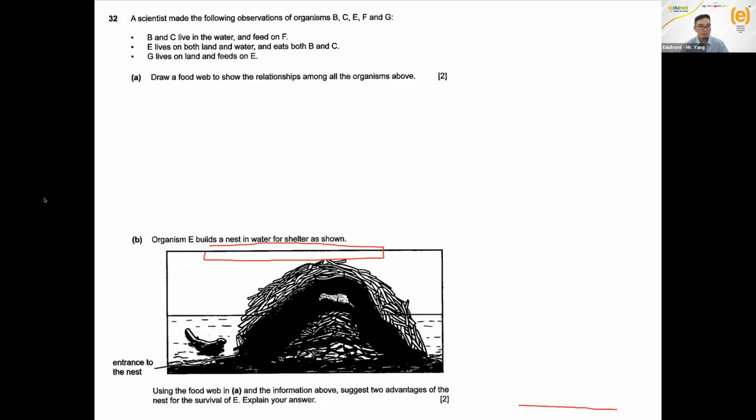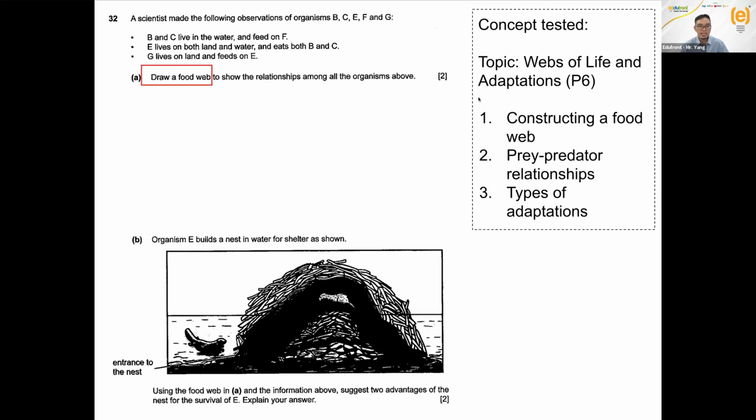All right, let's move on to question 32. Okay, so this is an interesting question. Okay, on webs of life. You guys learn webs of life in P6, right? Okay, and adaptation as well. So number 1, they're testing you on how to construct a food web, whether you know how to construct a food web or not. Secondly, they're testing you about the prey-predator relationship and the different types of adaptation, right? You guys know about structural and behavioral adaptation.